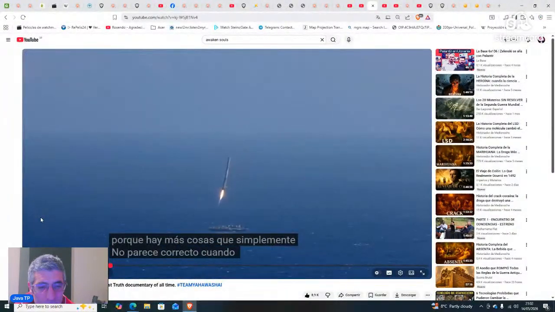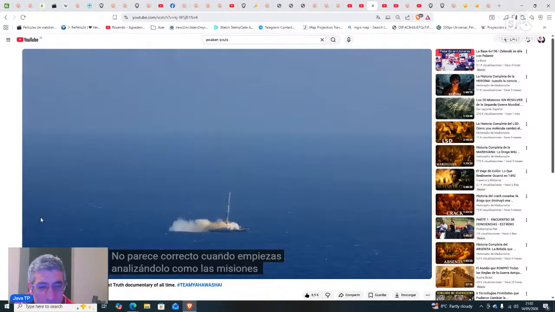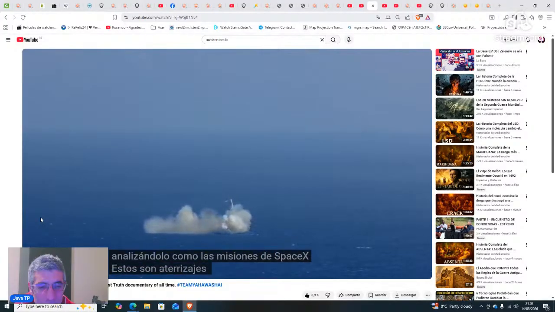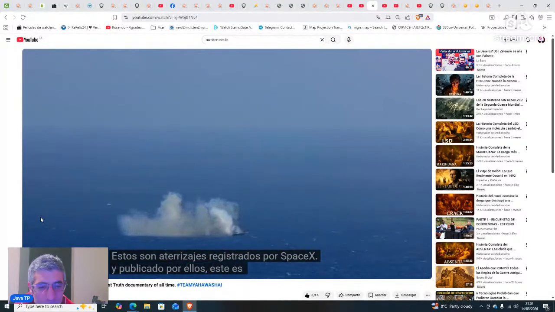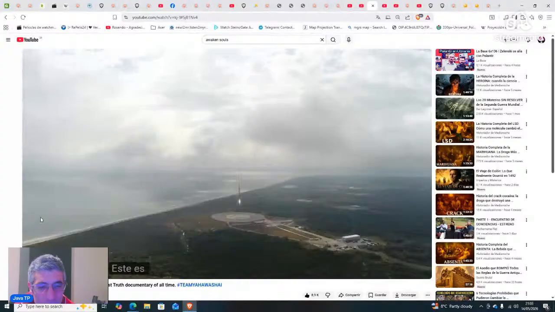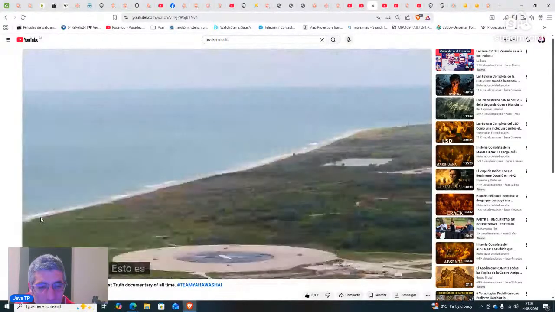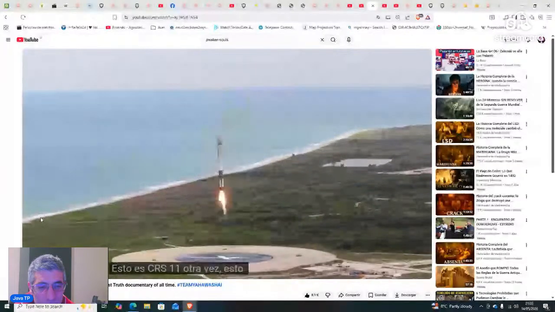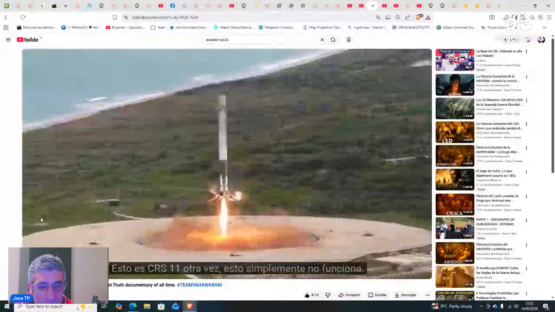Seem right when you start looking into it. Like the SpaceX missions. These are landings recorded by SpaceX and published by them. This is CRS 6. This is CRS 8. This is CRS 10. This is CRS 11. Again, this just doesn't look real to me.